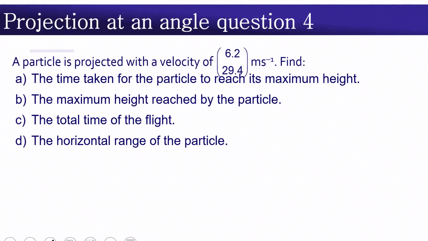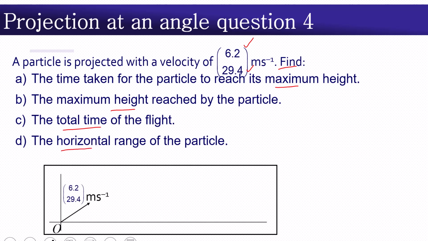Question 4 says, a particle is projected with a velocity of 6.2 and 29.4. So here they have given you the velocity in the x and the velocity in the y in vector form. Then find the time taken for the particle to reach its maximum height, the maximum height, the total time of flight, and the horizontal range.